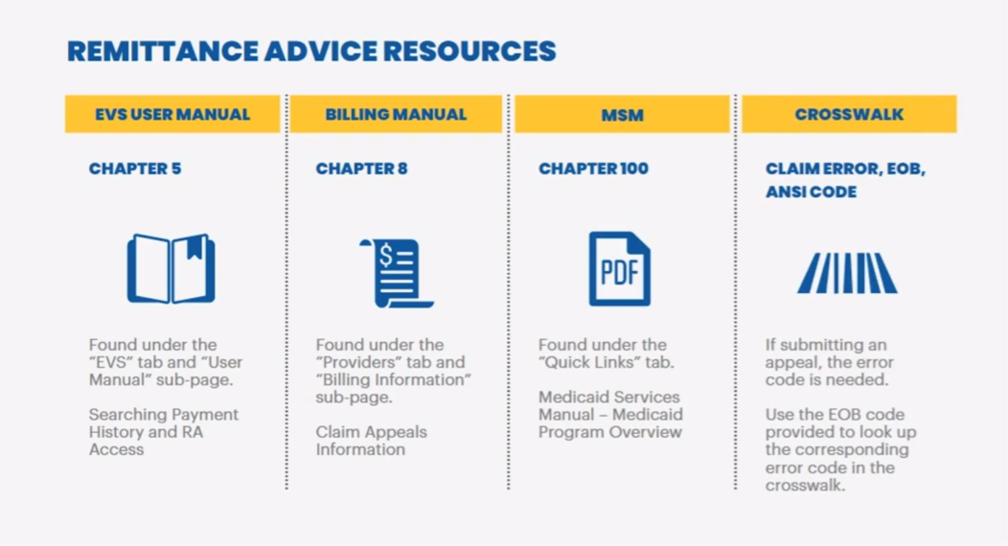Lastly, if you would like to submit a claim appeal, the claim error, EOB, and C code crosswalk will be helpful. The error code associated with the EOB code listed on the remittance advice is necessary for any claim you would like to appeal. This information can be found on the EOB page of the RA or in the crosswalk. In order to access the crosswalk resource, click the Providers tab on the Nevada Medicaid website. Choose the Billing Information subpage. The crosswalk is linked right above the billing guidelines.